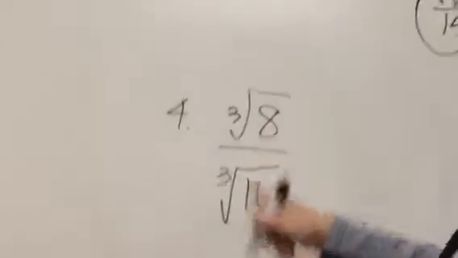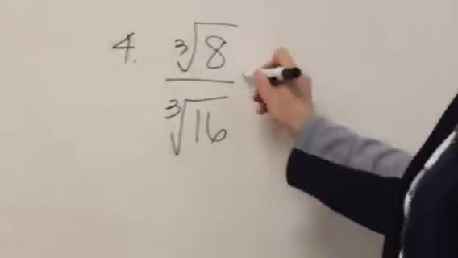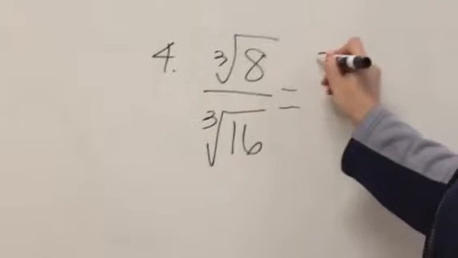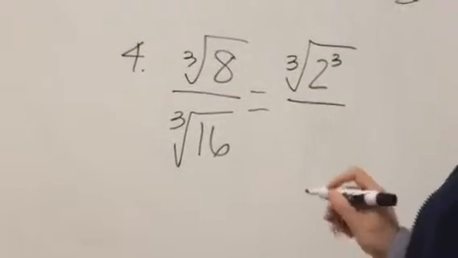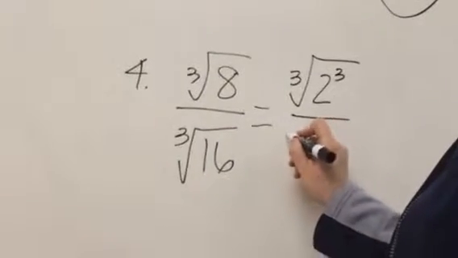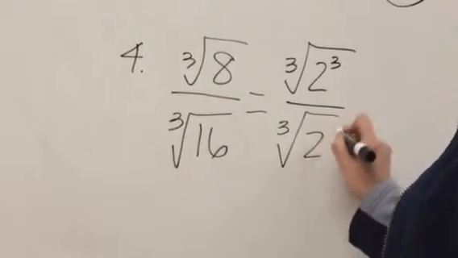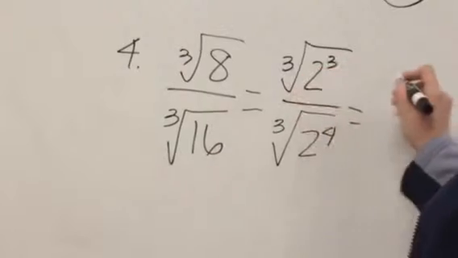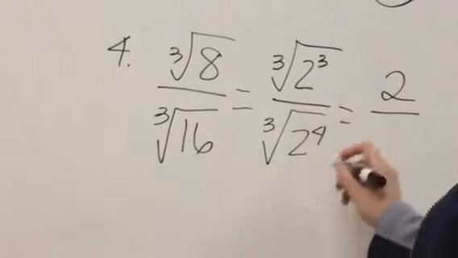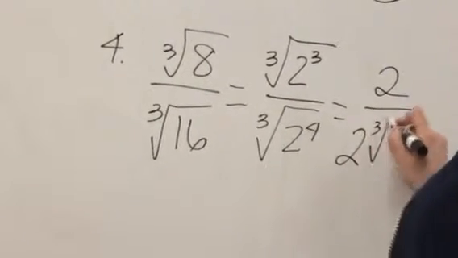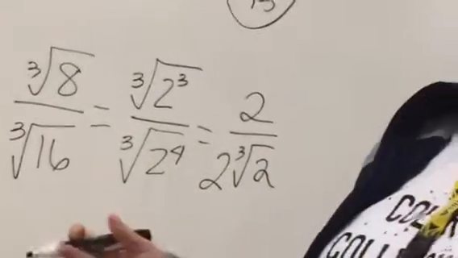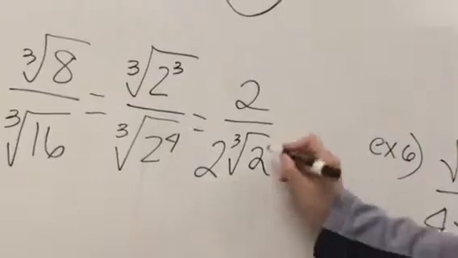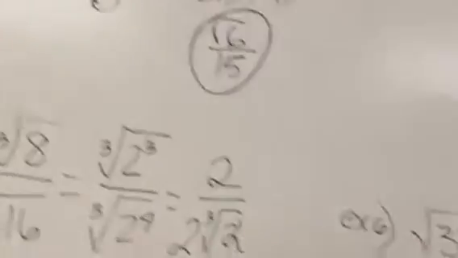Okay, now we've got this going on here, the cubed root. So the cubed root of 8, when you do prime factorization, is just the cubed root of 2 to the 3rd. The cubed root of 16 is just the cubed root of 2 to the 4th. 2 to the 3rd pops out as a 2. 2 to the 4th pops out as a 2. Cubed roots of 2. Now, again, what am I going to multiply? This is 2 to the 1. 2. What can I multiply?